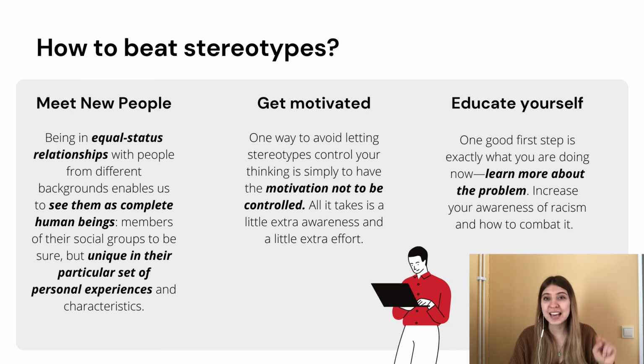The second step is get motivated. One way to avoid letting stereotypes control your thinking is simply to have the motivation not to be controlled. You need to know that any stereotype controls you. People hate being controlled. So get that motivation not to be controlled by the stereotypes. All it takes is a little extra awareness, consciousness, as I said already, and a little extra effort.